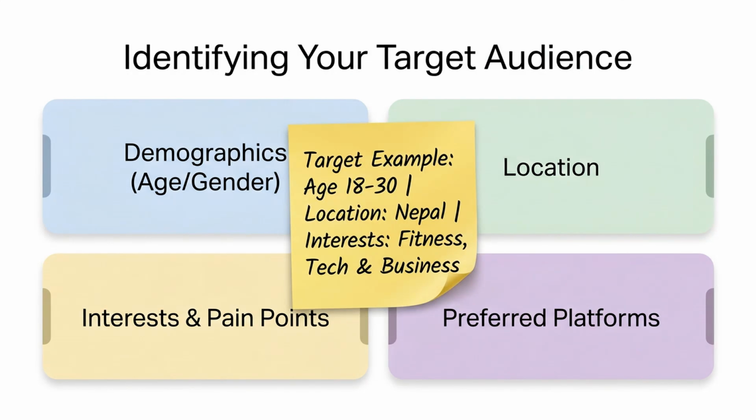Let's look at a highly practical example. If your deep dive research shows your ideal customer is between 18 and 30 years old, located primarily in Nepal, and highly interested in fitness and technology, you instantly know that traditional broad stroke marketing won't work. You must tailor your messaging to speak directly to this specific lifestyle and demographic.